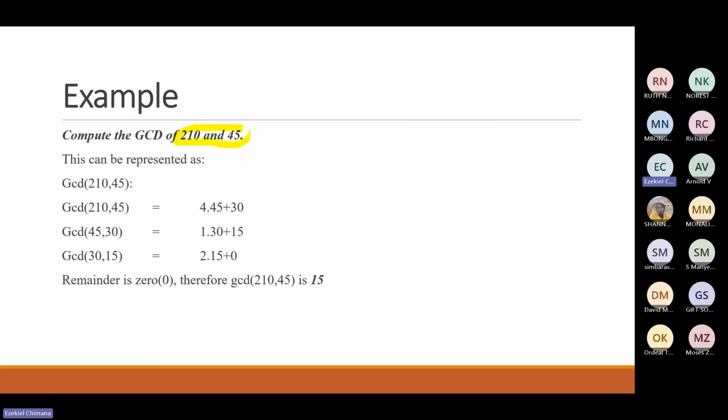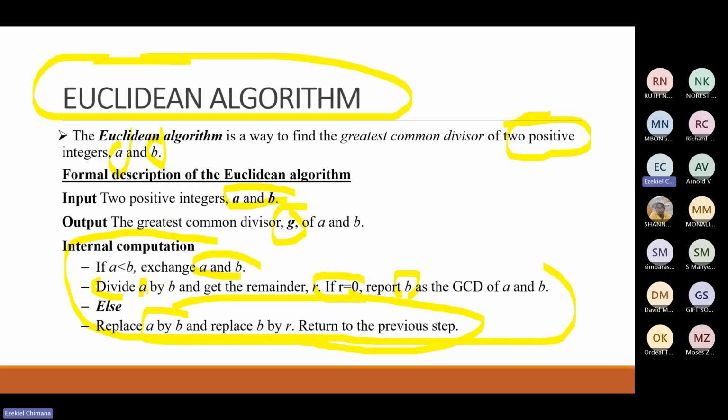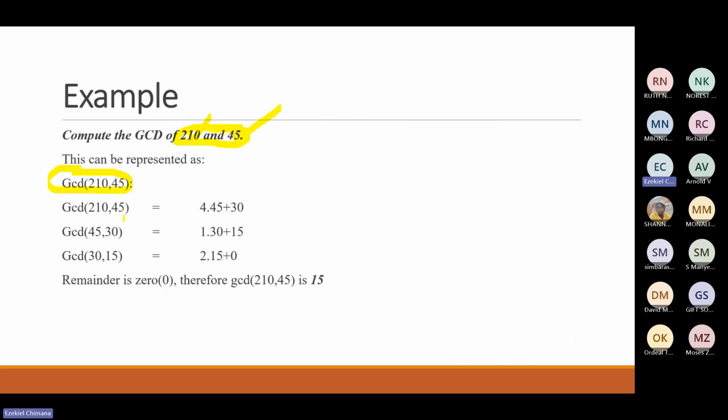If you look at these two positive integers, you need to identify which one is your A and which one is your B. This one is going to be our A because it is the largest number, and this one is our B. So we are going to find the GCD of A and B, where A is 210 and B is 45. The first step was to exchange if A is less than B, but here we are good to go.